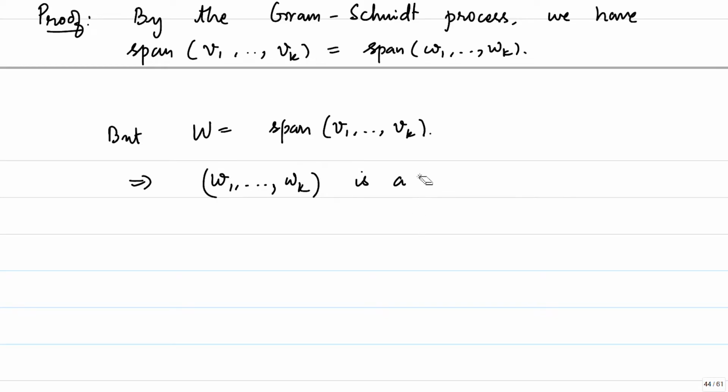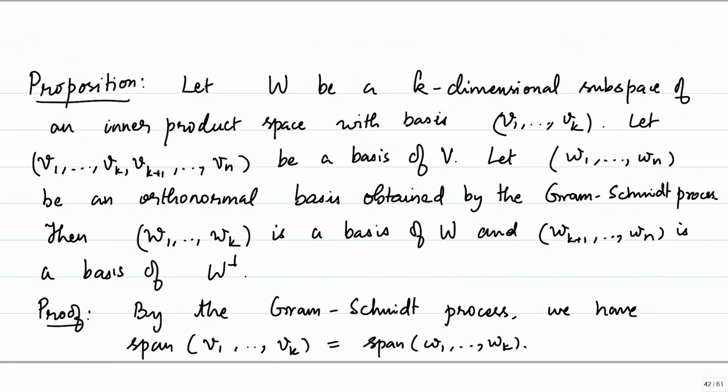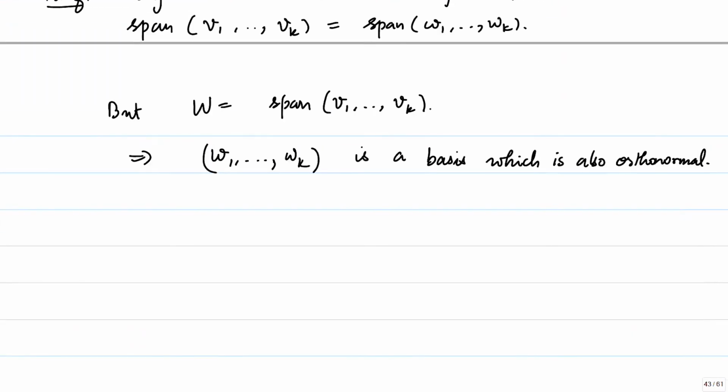a basis. It's a spanning set of W which is k dimensional, and any spanning set of size k in a k-dimensional vector space should necessarily be a basis. So this is a basis which is also orthonormal. So we have proved the first part of our proposition, which said that W1 to Wk, which I am now underlining, is a basis of W. That much has been already established. Now we know that W1 to Wn is an orthonormal basis of V because it's obtained by the Gram-Schmidt process.